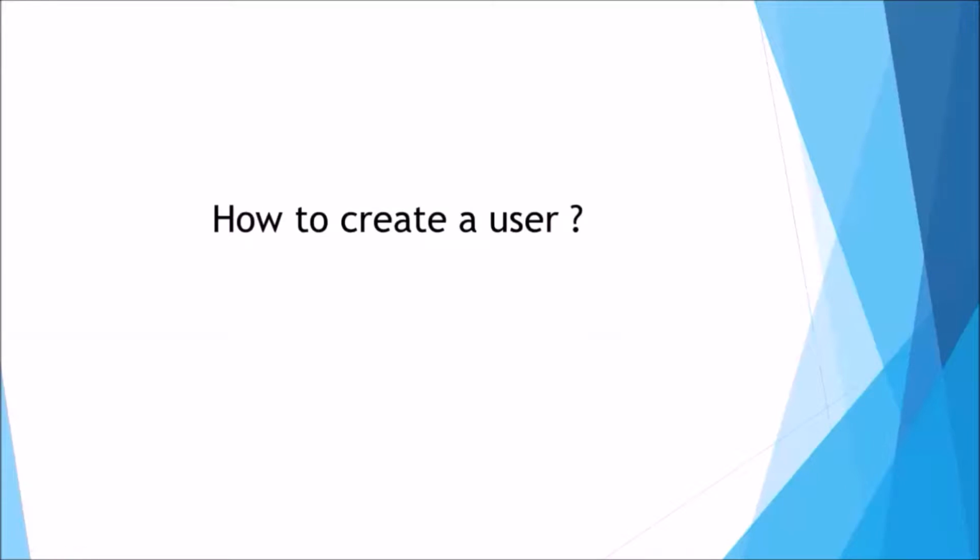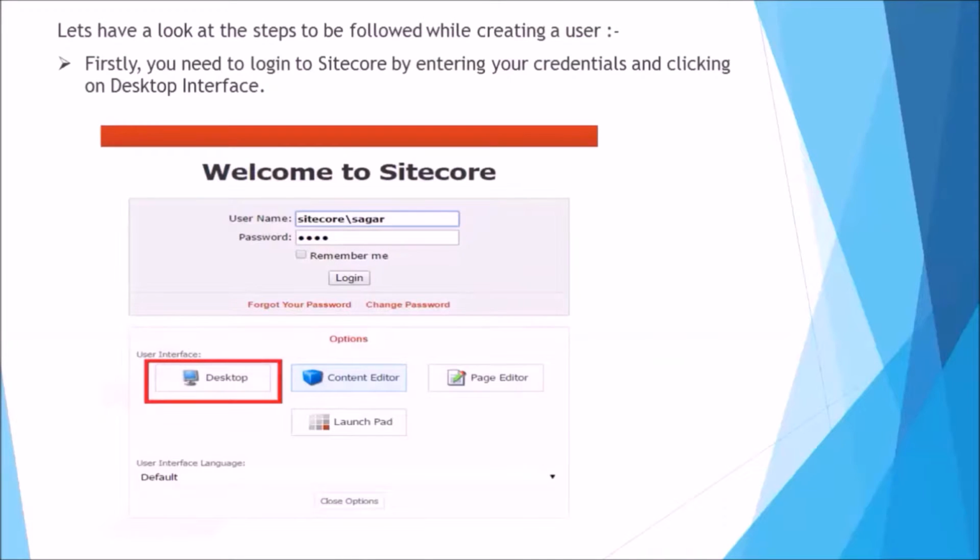Firstly, we'll see how to create a user. Let's have a look at the steps to be followed while creating a user. So as you can see, this is the login page of Sitecore 7.5 version. On the login page, you need to enter your username and your password. Then there are various user interfaces like desktop, content editor and page editor. So you need to select the desktop option and then login.